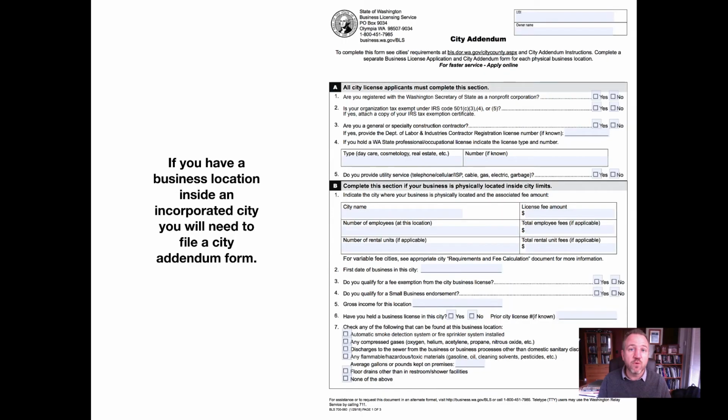When you first apply for your business license, they're going to ask if you're doing business in multiple locations. If you have multiple business locations in different cities around the state, they're going to ask you to fill out what's called a city addendum for each city that you are doing business in. They're also going to make sure what your primary business location is. So you're going to fill out a city addendum to delineate which city you're really doing business with.